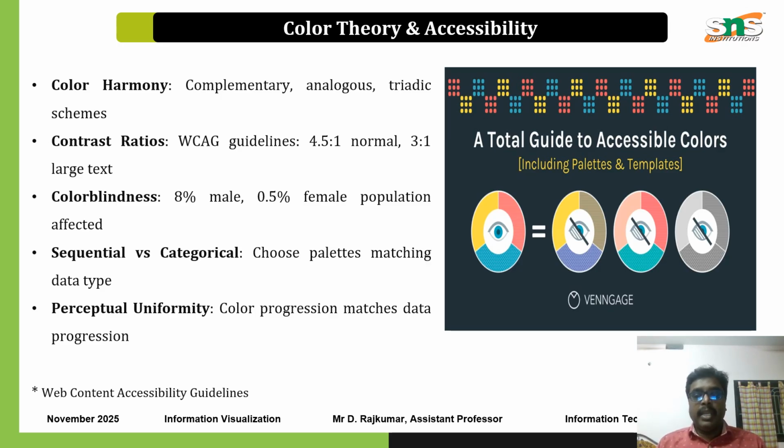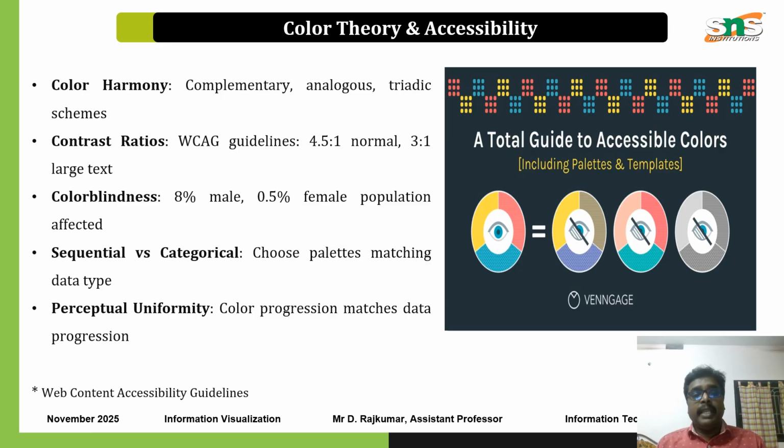Next one is color blindness. As you all know, 8% of the male population and 0.5% of the female population, across the entire global population, is affected by color blindness. So they do not have the capability to differentiate colors. We also need to take this into account whenever providing visualizations.